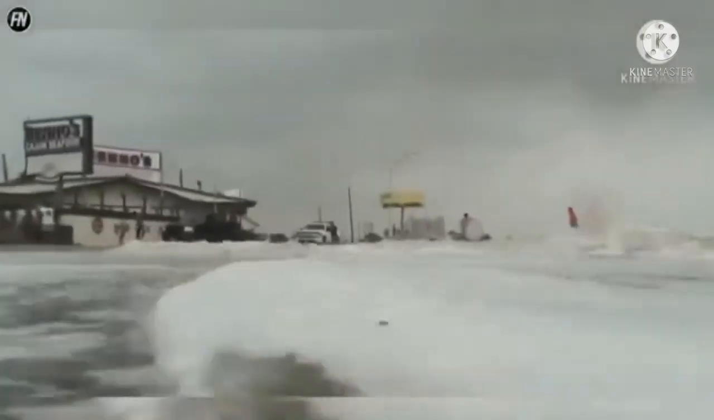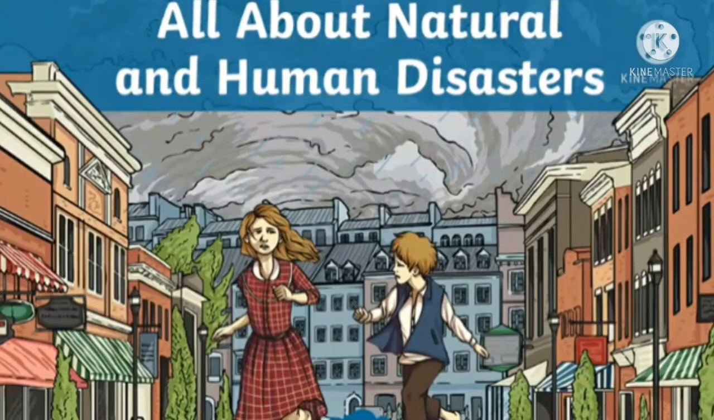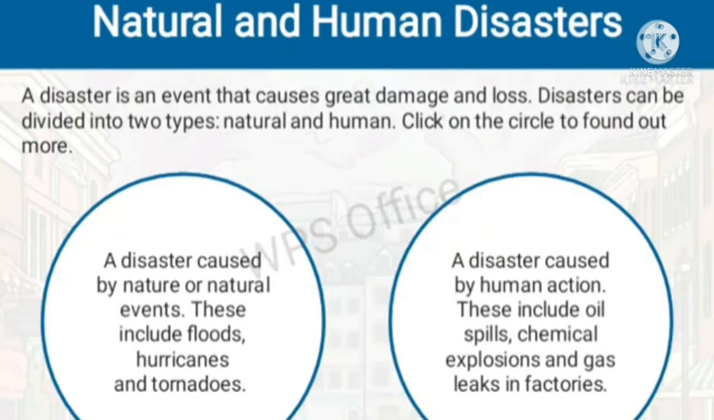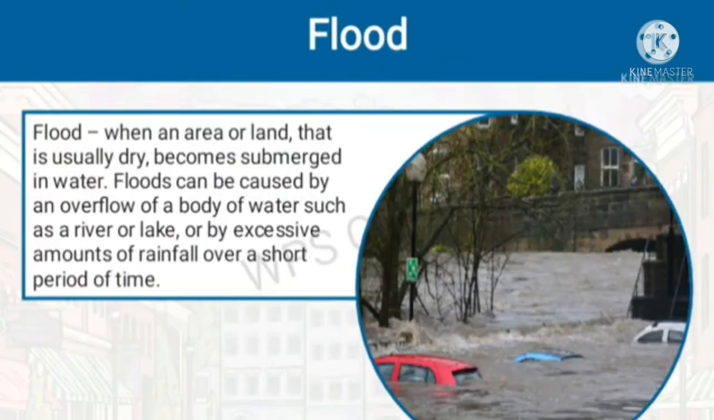Hello, welcome back. You can see that the clips we watched were all about natural and human disasters, or you can say man-made disasters. On the news on a daily basis, we hear about disasters, and a disaster is a sudden event that causes great damage or loss of life. So disasters caused by nature include flood, hurricanes and tornadoes, earthquake, but disasters caused by human action include oil spills and gas. Now let's look at flood.